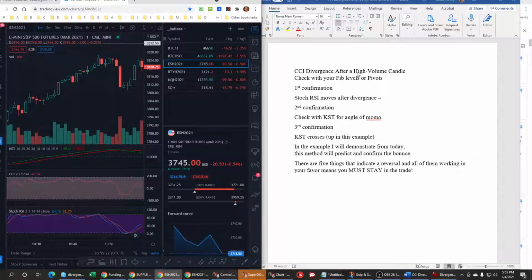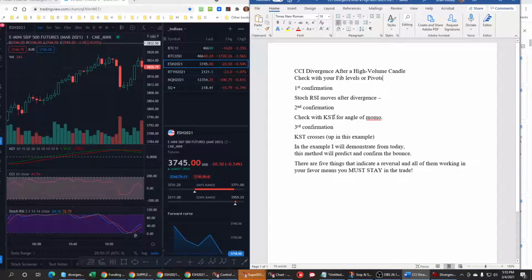divergence, high volume candle, fib levels, pivots. The first confirmation is the Stoch RSI moving in your direction. And the second confirmation, this is pretty important, is that you make sure you're not getting in at a time when KST is not with you, because KST is momentum.